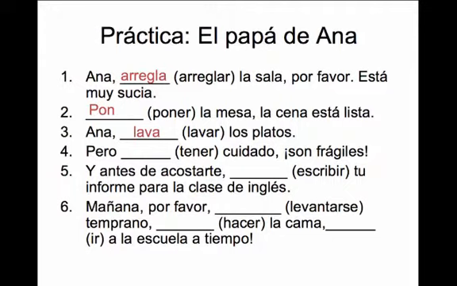Pero, número 4. Ten cuidado. Be careful. Son frágiles. They're fragile. So tener cuidado is an expression that means to have care or take care, be careful. Número 5. Antes de acostarte, escribe tu informe para la clase de inglés. Before going to bed, write your paper for English. Y número 6. Mañana, Ana, por favor, levántate temprano, wake up early. Haz la cama, make your bed, y ve a la escuela a tiempo. Go to school on time, Ana, por favor.